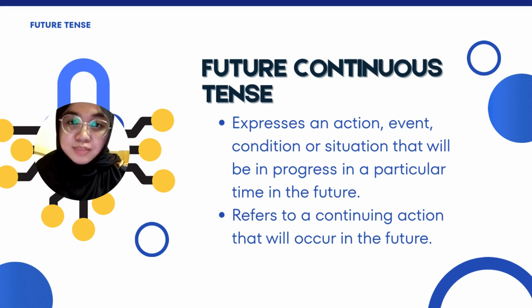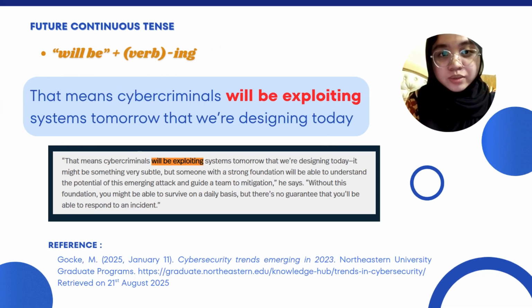Now, let's move on to future continuous tense. What is future continuous tense? Well, this tense expresses an action, event, condition, or situation that will be in progress at a particular time in the future. It also refers to a continuing action that will occur in the future. So, the way for us to identify future continuous tense in a sentence is by looking at the words will be followed by a verb with ing.